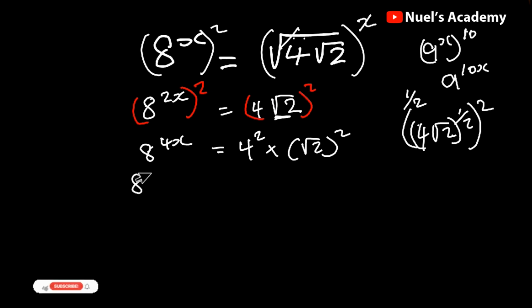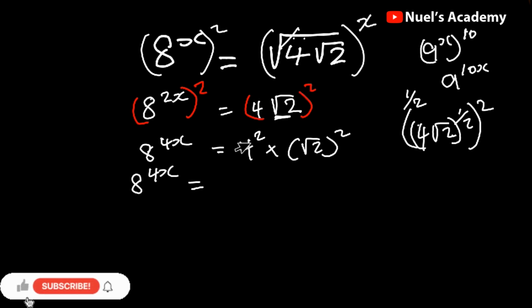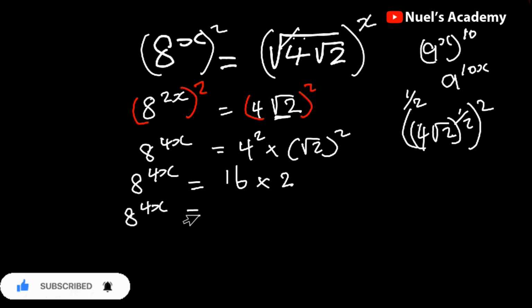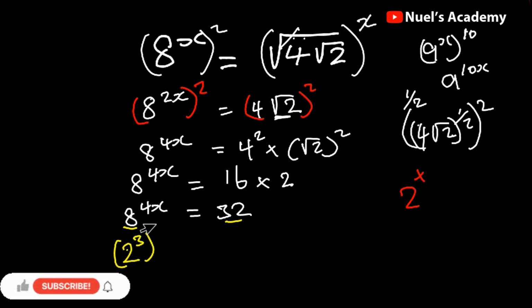So I have 8 raised to the power 4x equal to 4 times 4, which is 16, multiplied by root 2 times root 2, that is root 2 squared, which is 2. So we're going to have 8 raised to the power 4x is equal to 16 times 2, which is 32. So we can express this 8 and 32 in the form of 2 raised to the power of a certain number. 8 can be expressed as 2 raised to the power 3. Alright, so we're going to raise everything to the power of 4x, then equal to 32, which can be written as 2 raised to the power 5.